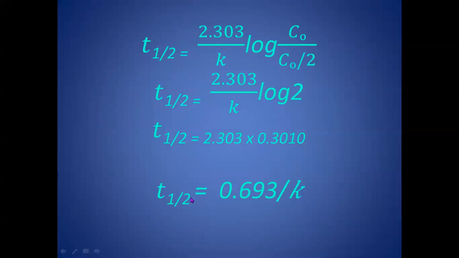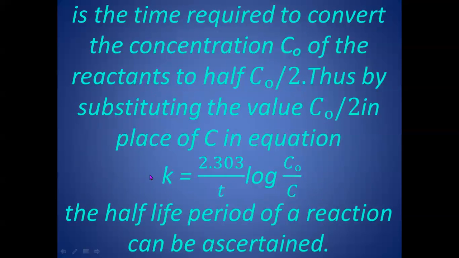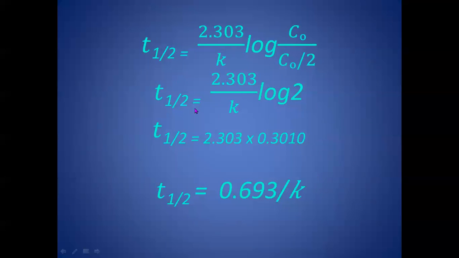So T half can be calculated if the value of K is known to us, and K can be determined by this equation. K is equal to 2.303 by T log C0 by C. For practical purposes, we can take C0 as A, and half means any amount which is half, A by 2, or if it is A minus X, like that. And we can calculate the value of K and substitute that value here, we get the value of T half.